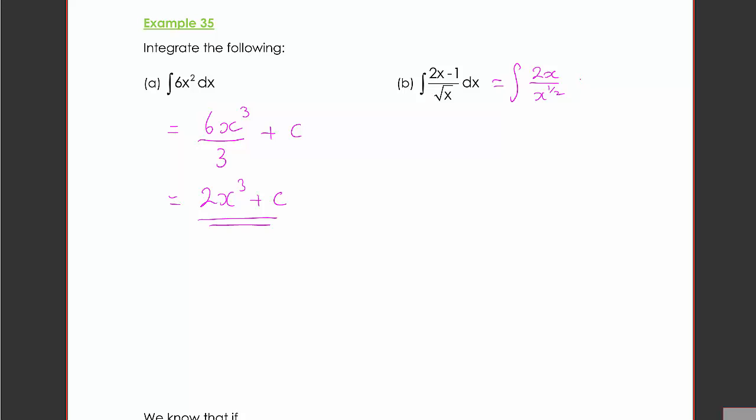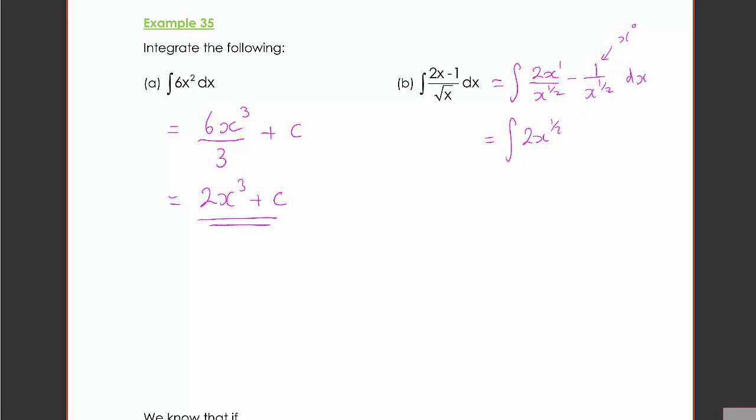This one, what we're going to have to do is actually sort out the indices here. So there's a bit of work to do before we can integrate. So I'm going to write that as 2x over root x, which is, of course, x to the half, take away 1 over x to the half. So I've written the root x as x to the half and split the fraction up.